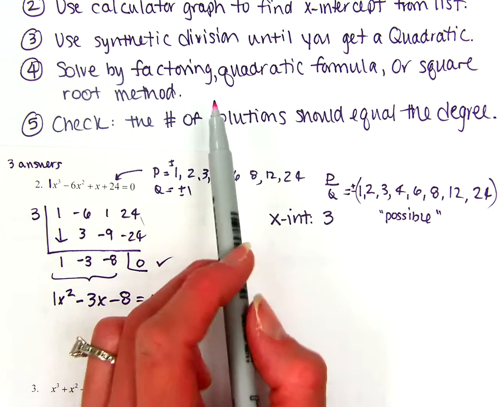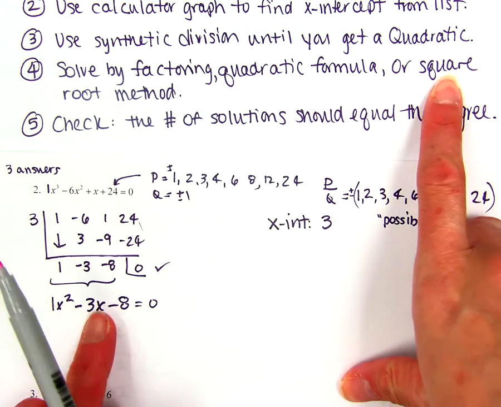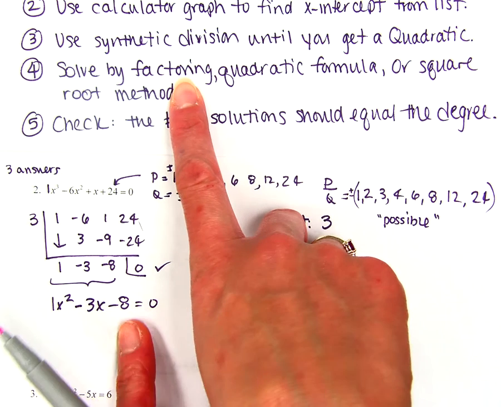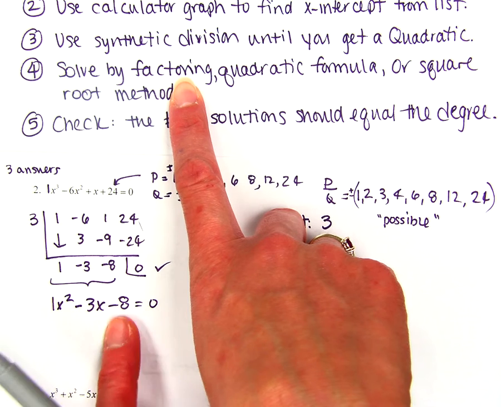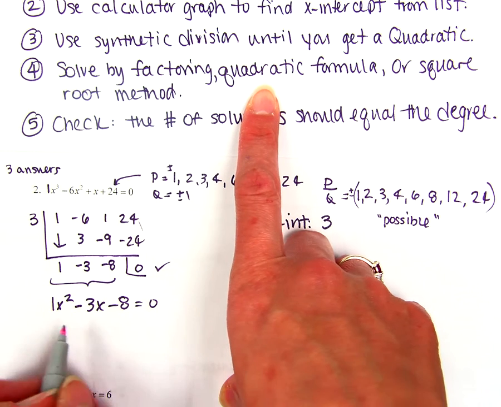I can either solve by factoring, quadratic formula, or square root method. Well, I can't use square root method because I have this 3x, so that's not going to work. Factoring, I would need something that multiplies to -8 and adds to -3. So that's not going to work either. So I need to use the quadratic formula.